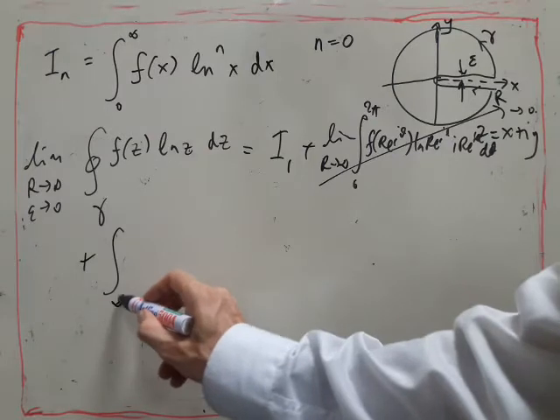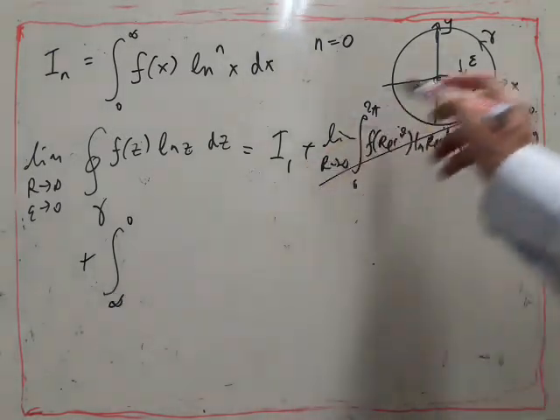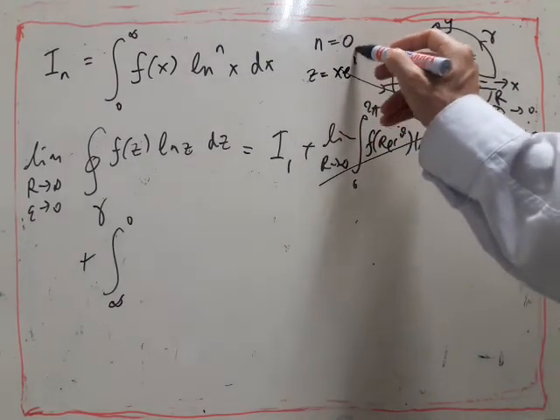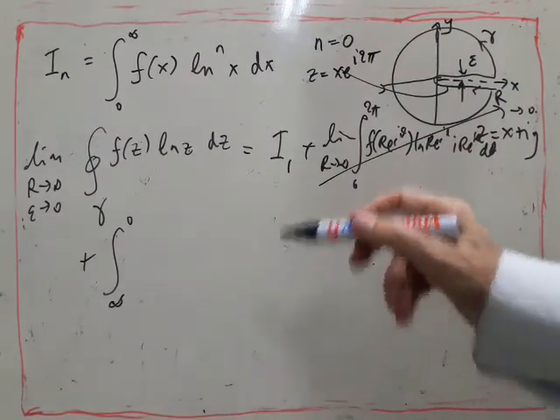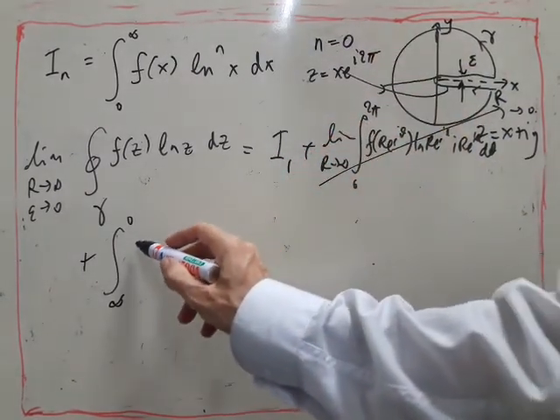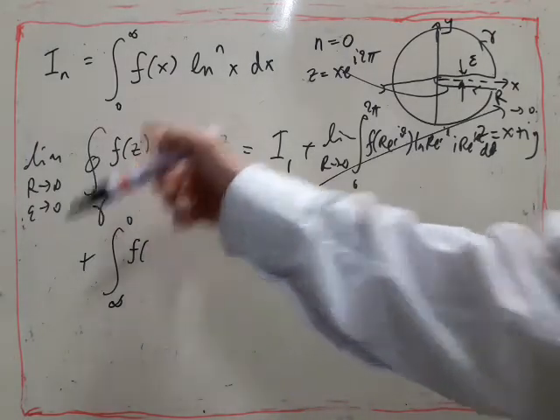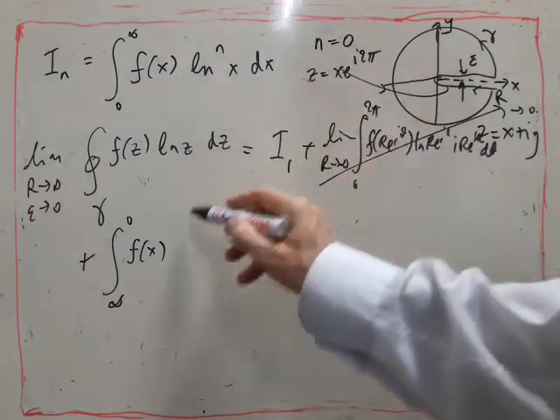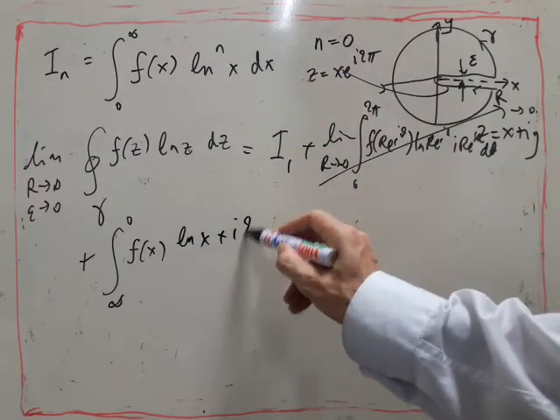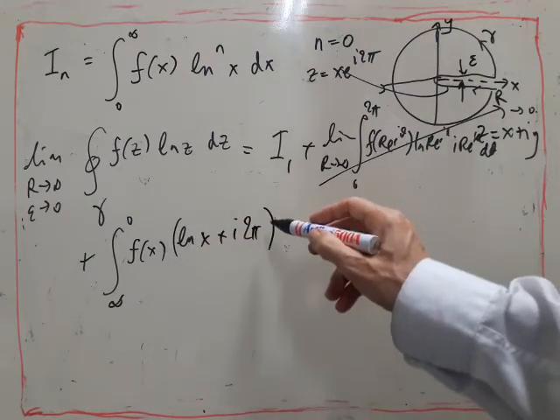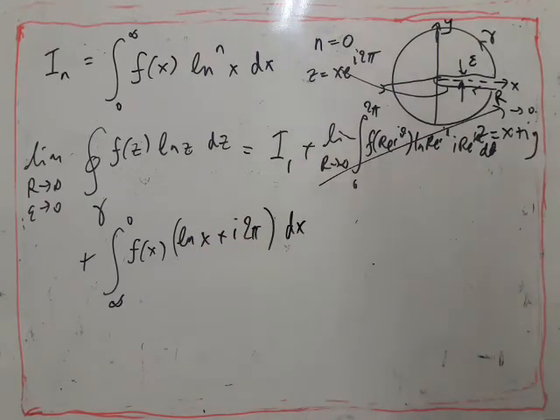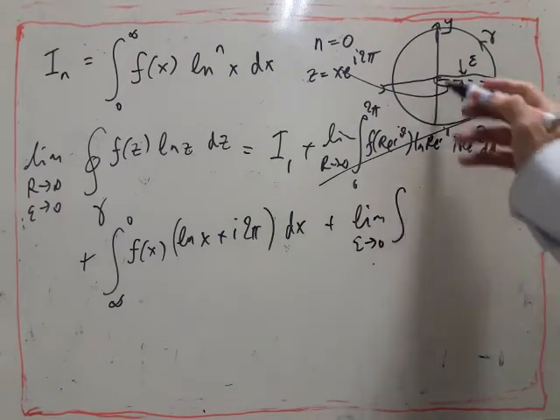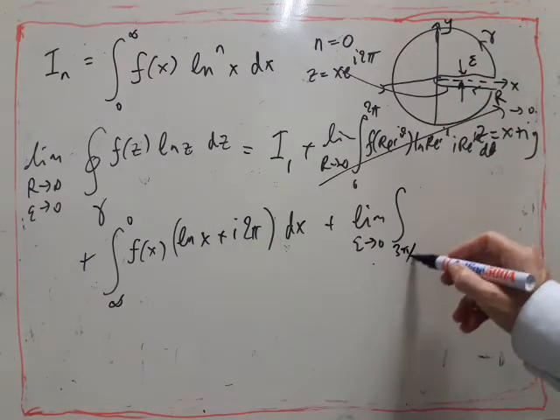So we've got the integral from infinity to 0 along here. z is equal to x times e to the i 2 pi. So dz is equal to dx. f of z doesn't have any branch cuts, so we can just write it as f of x. But log of z is log of x plus i 2 pi, dx.